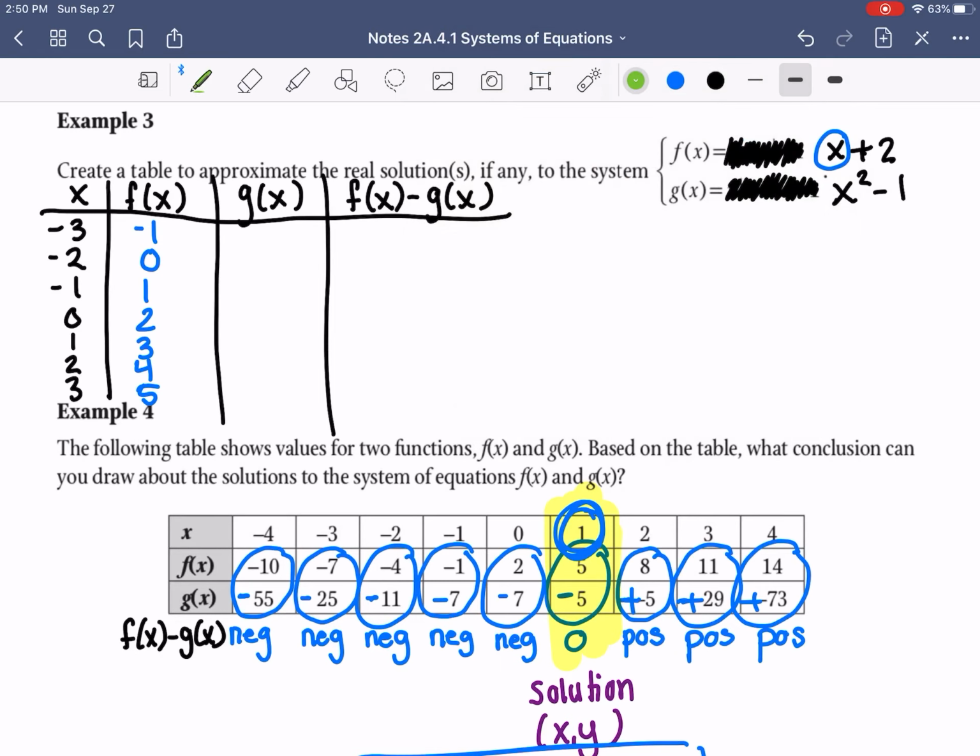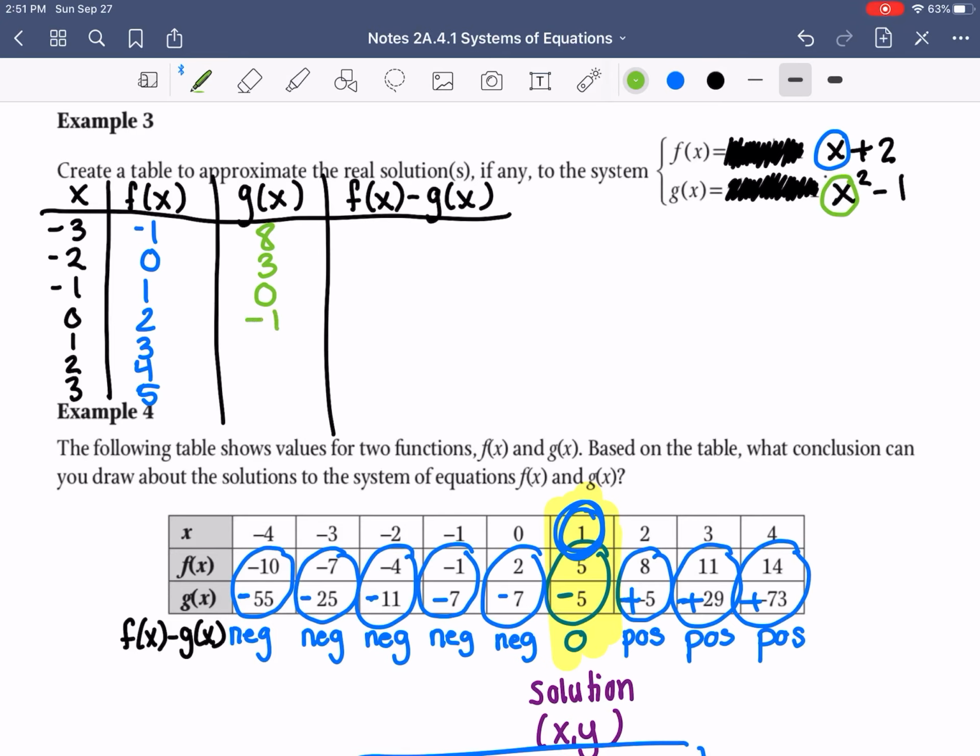Now I'm going to take them all and plug them into g of x, which is x squared minus 1. So -3 squared is positive 9. 9 minus 1 is 8. Then I'm going to plug in -2. -2 squared is, I'm doing mental math here, talking it out, 4. 4 minus 1 is 3. -1 squared is positive 1, and 1 minus 1 is 0. 0 squared is 0. 0 minus 1 is -1.